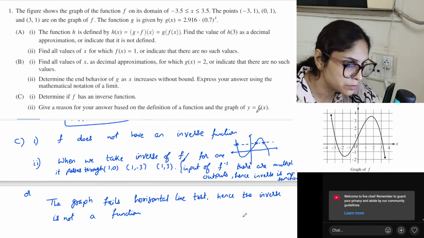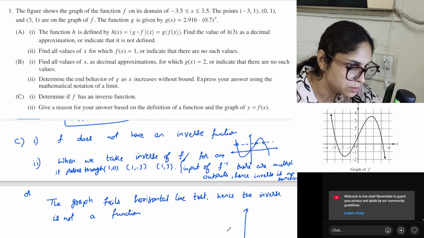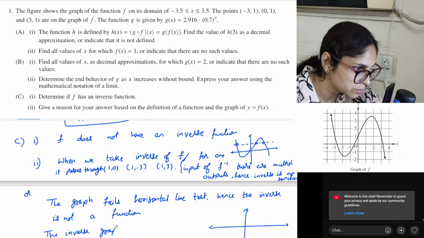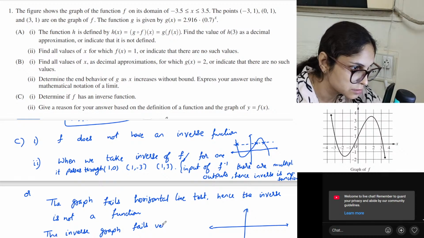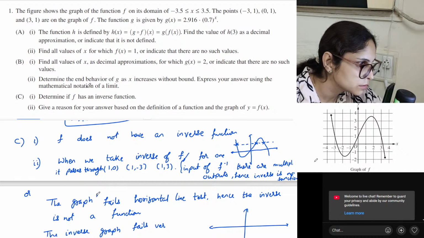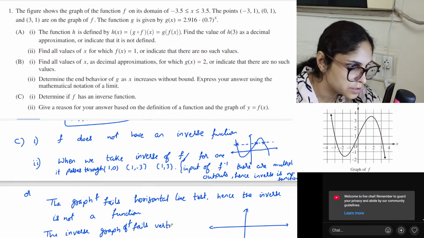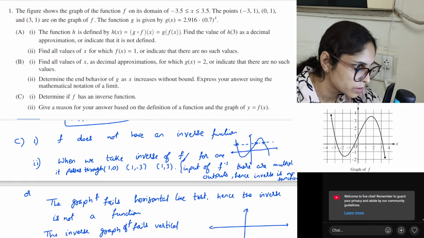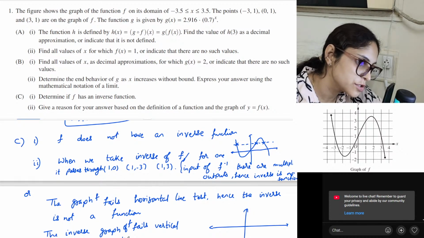Or if you want, you can make the graph as well. Or you can say the inverse graph of f fails vertical line test. Hence, the inverse is not a function.